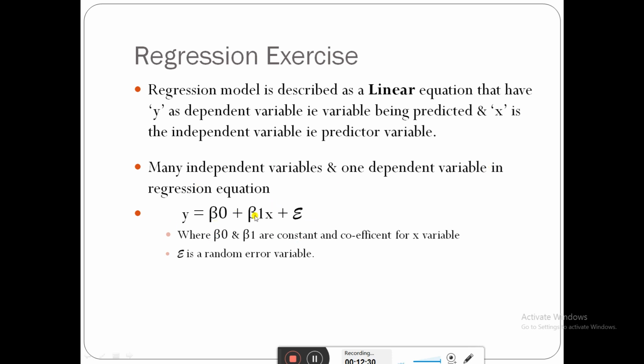in this regression equation. For this linear equation, we are going to have the equation y equals beta 0 plus beta 1 x plus epsilon, where beta 0 and beta 1 are the constant and the coefficient for the x variable. Beta 1 is the coefficient of the x variable. Beta 0 is the constant. Epsilon is a random error variable. These are the things.